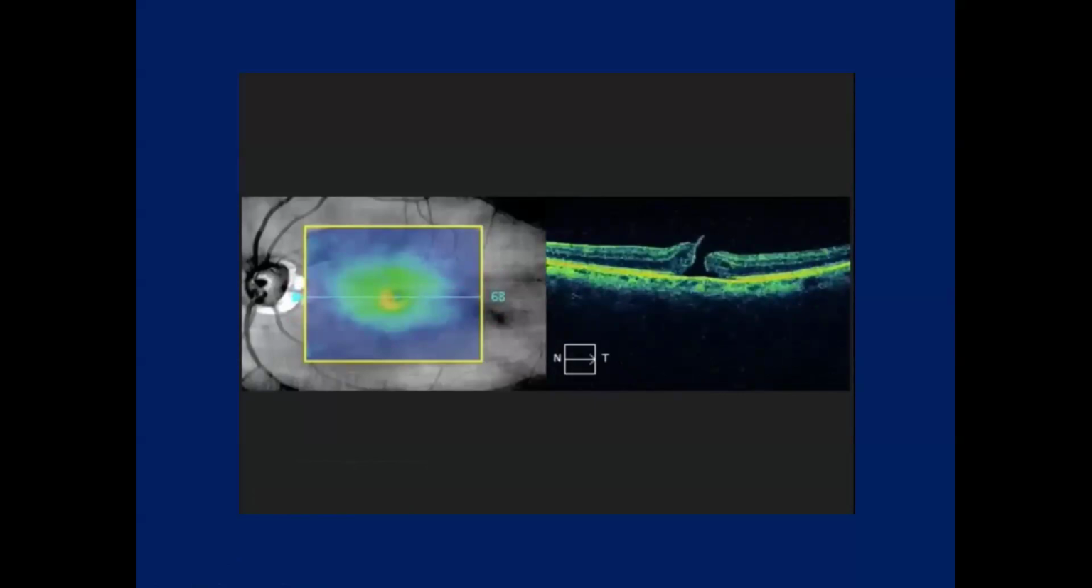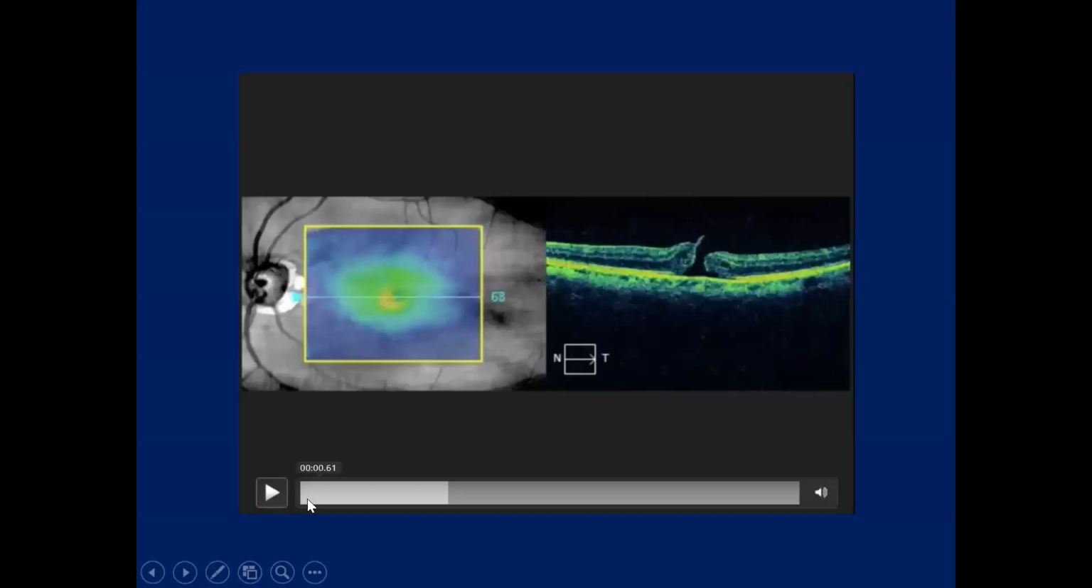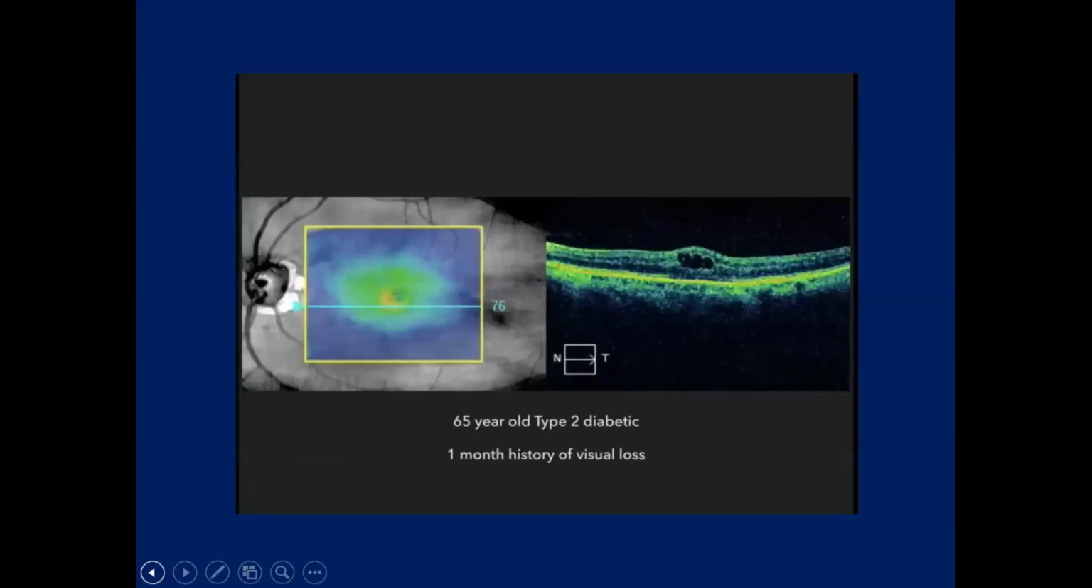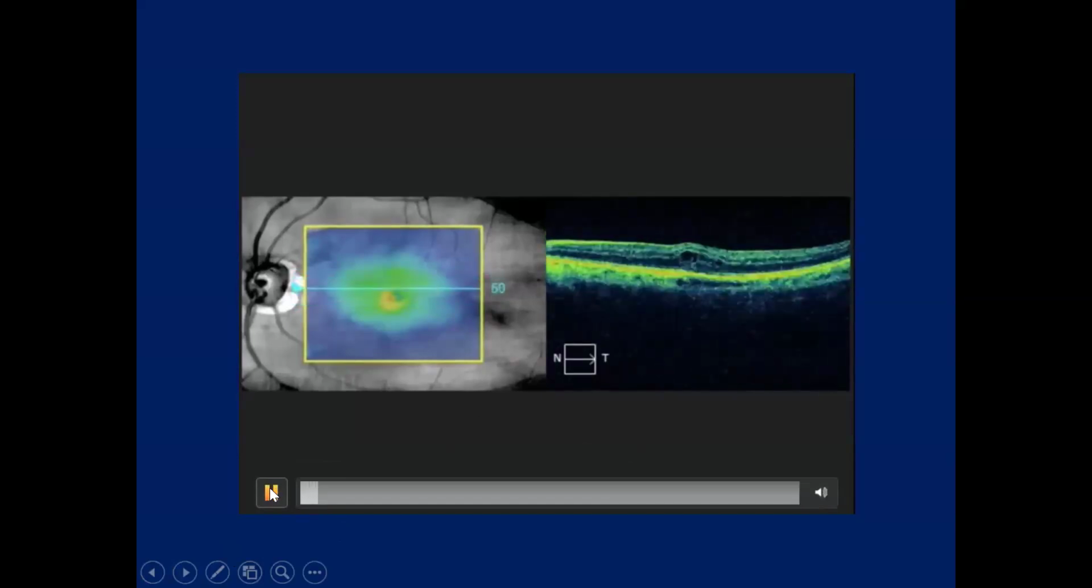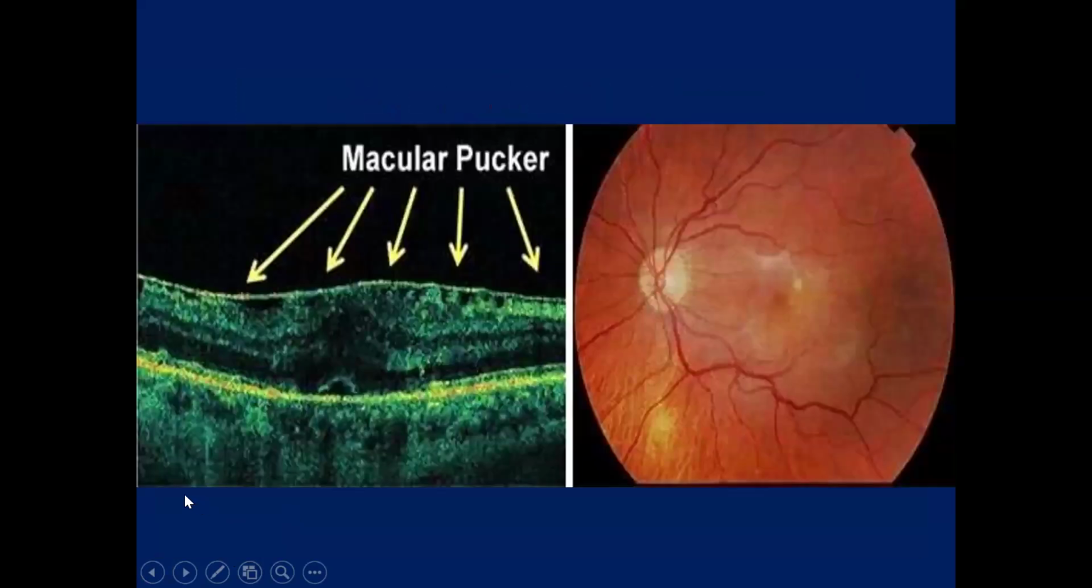I usually don't accept the printout. I will usually go to the machine and look at the scan rather than look at the printout. This is the difference. Here is the hole. But if you believe the previous printout, you might go for injection. But if you do scanning, you will appreciate the hole and then you will treat accordingly. This patient will benefit from surgery rather than injection.